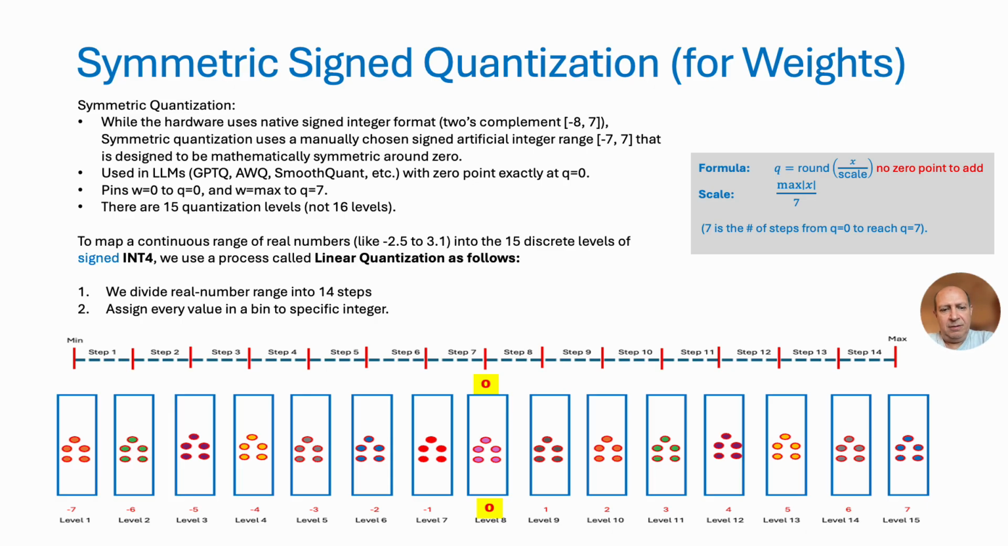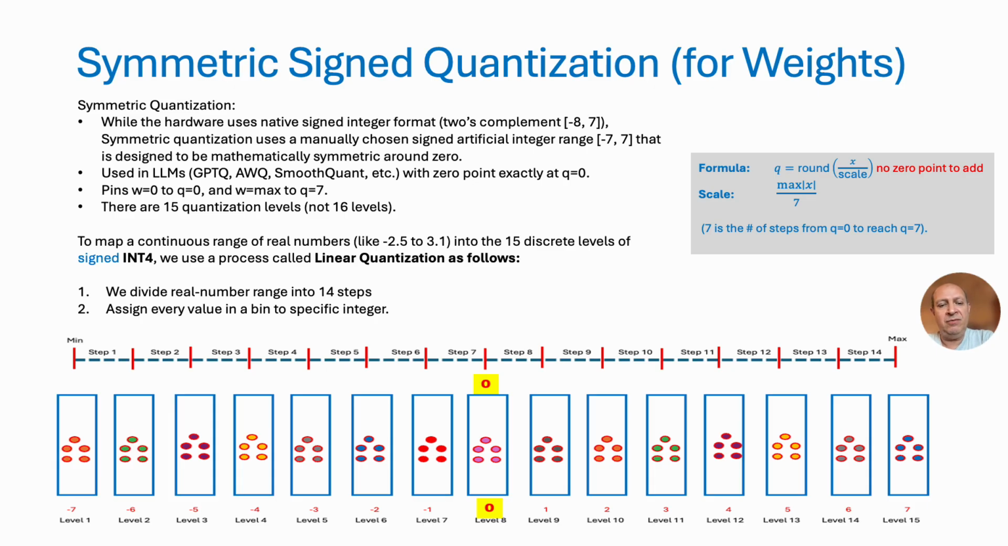We divide the real number range into 14 steps, okay? Now remember these numbers, okay? 14 steps for symmetric, while we have 15 steps for asymmetric. It will come in the next few slides. So we divide the real number range into 14 steps or 14 scores.